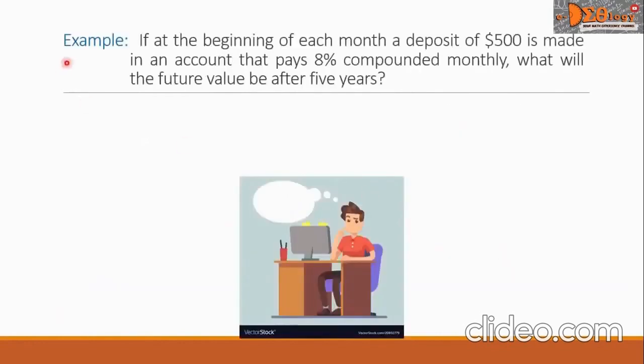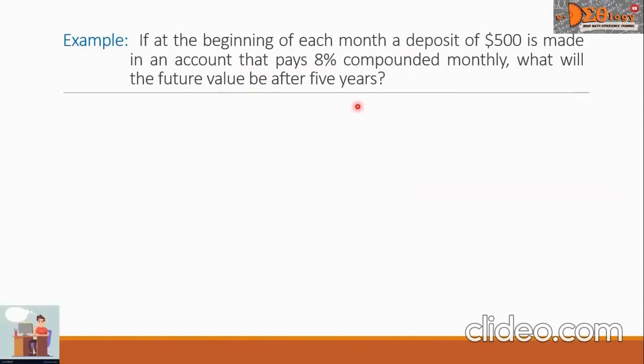Let us see this example. If at the beginning of each month a deposit of $500 is made in an account that pays 8% compounded monthly, what will the future value be after 5 years?